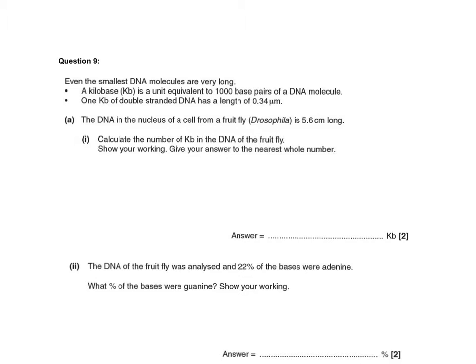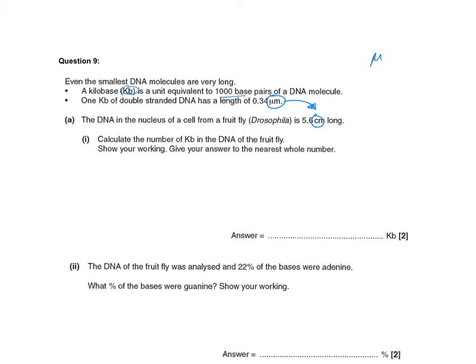Okay, question number 9. There are lots of good techniques in here, and we just need to be clear on these conversions of units, which was really unfortunate. We do look at this when we do microscopy. Okay, so the smallest DNA molecules are very long. We've got a kilobase as a unit equivalent to 1,000 base pairs. 1 kilobase has a length of 0.34 micrometers.